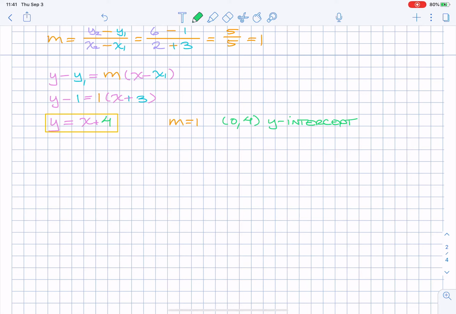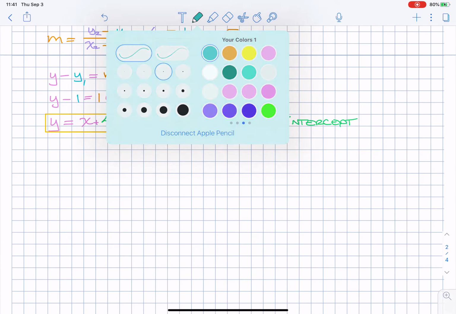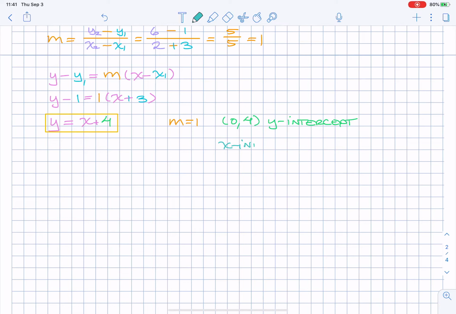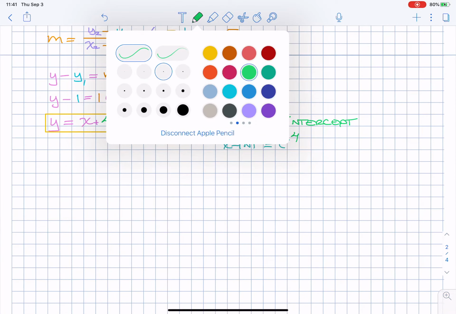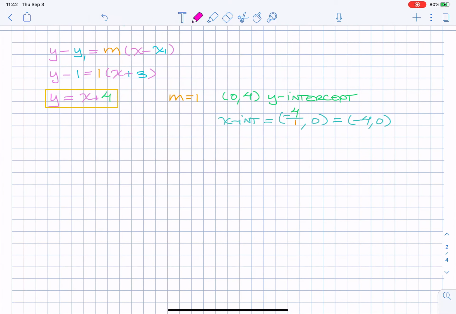And I know that my x-intercept is going to be at negative b over m, so negative 4 over m. And m was just 1 in this case, comma 0. So this is just negative 4 comma 0. Okay, we've got that one. So by the way, if my m is positive, this is increasing slope, right?